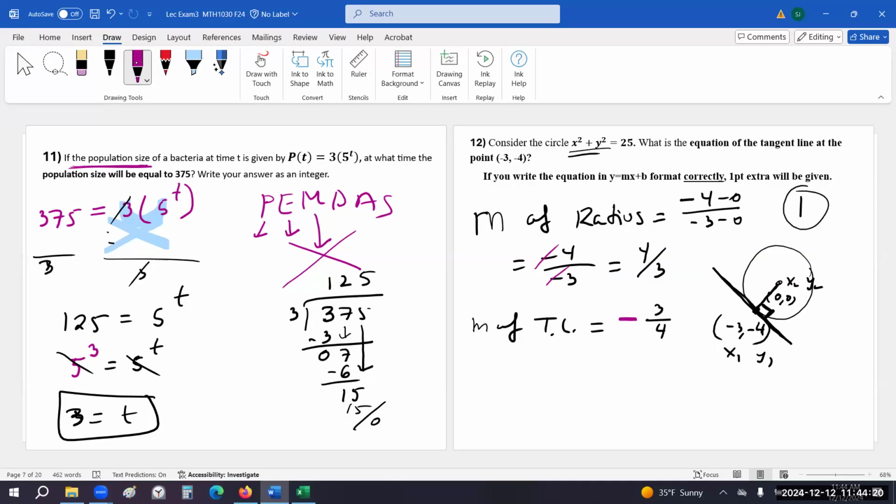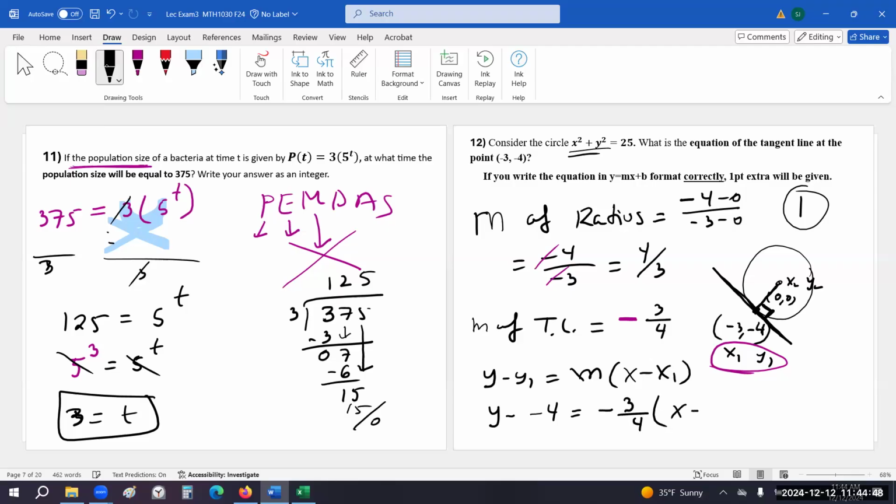So once we know the slope of the tangent line, we also know our x1, y1. That means we have to find the equation y minus y1 equals slope times x minus x1. So y minus -4. Many of you forgot, you put y minus 4 instead of the double negative. This is y minus -4. Slope is -3/4. Again, x minus -3.